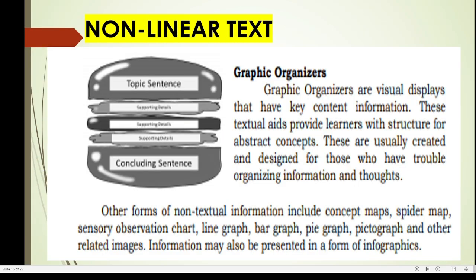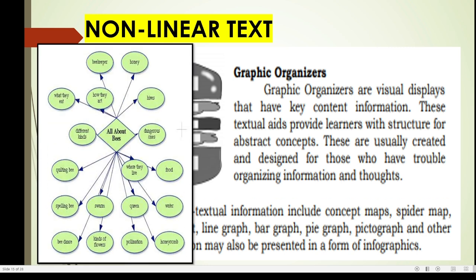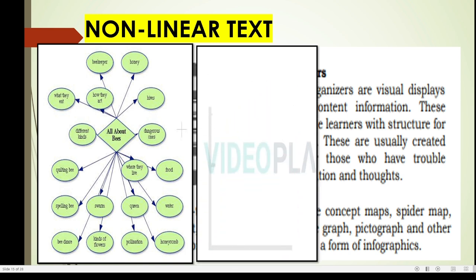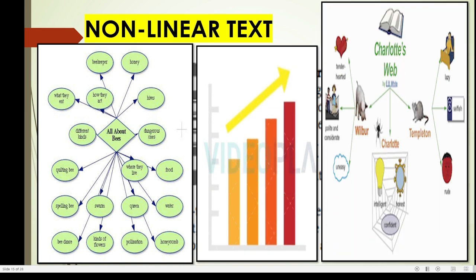Now, let's talk about another nonlinear text in the form of graphic organizers. These are visual displays that have key component information. These textual aids provide learners with structure for abstract concepts. These are usually created and designed for those who have trouble organizing information and thoughts. Now, other forms of these graphic organizers and non-textual information include concept maps, graphs, and the like, spider map, pictograph, infographics, and other related images.